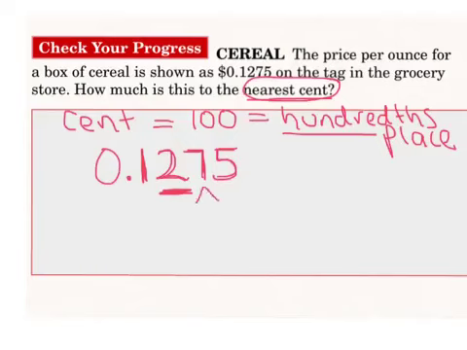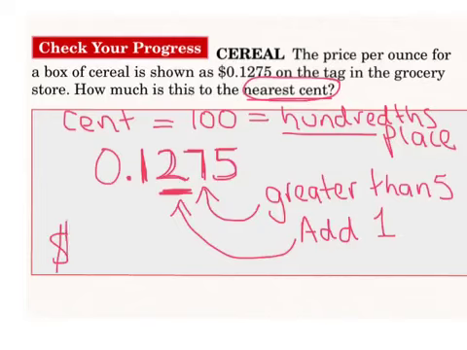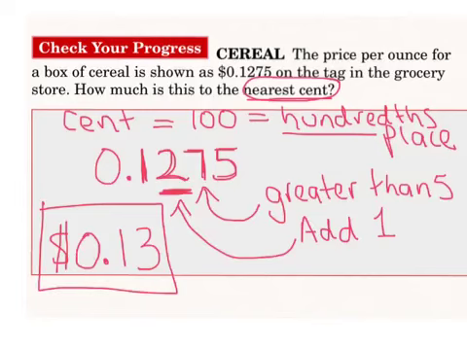So we're going to look at the right of the number that we're rounding, and this is greater than 5. Because it's 5 or greater, we are going to add 1 to the number that we're rounding, in this case the 2. So if we're rounding to the nearest cent, you should have $0.13. So it'll be 13 cents. Okay?